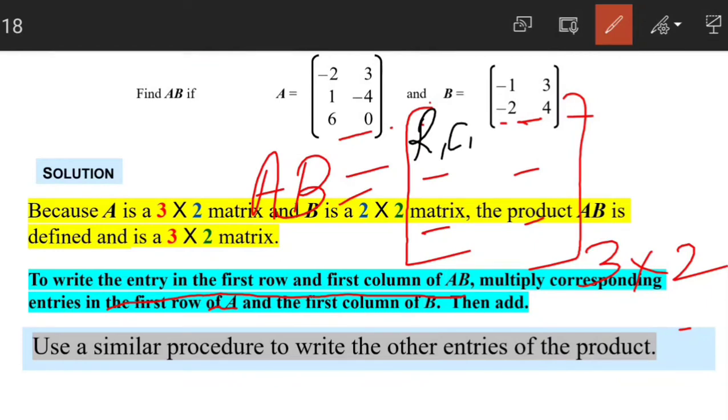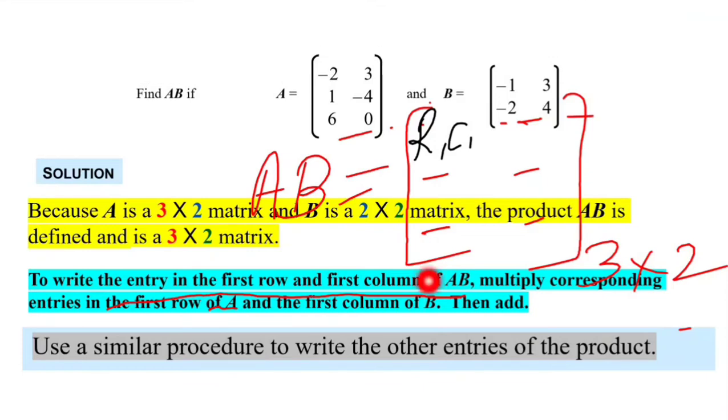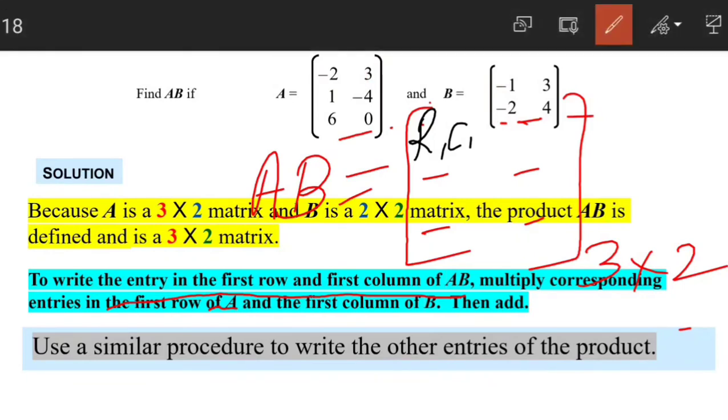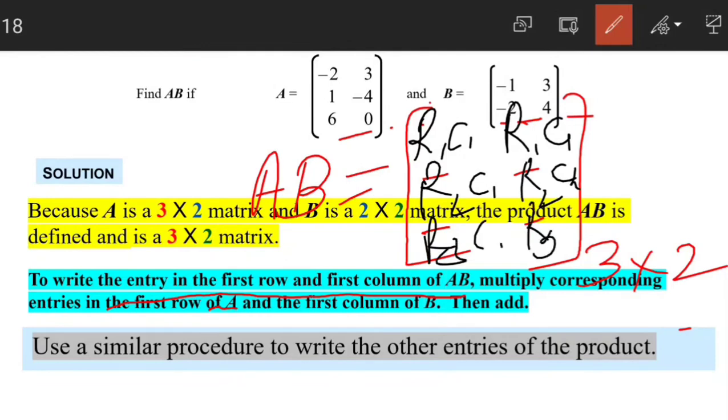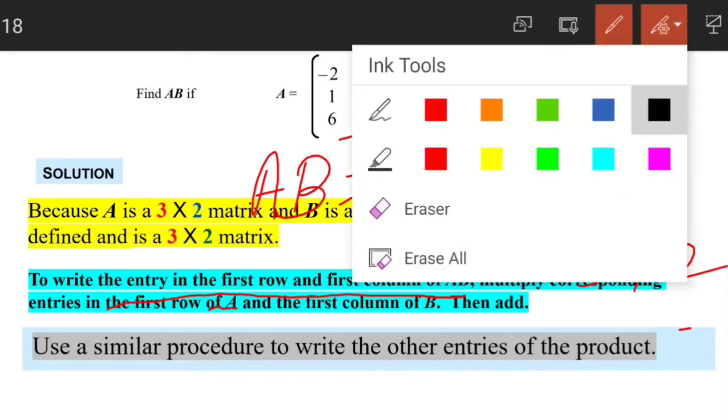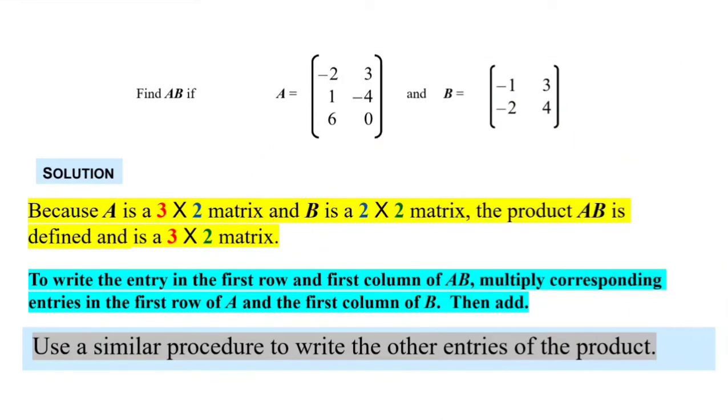First element of AB is nothing but the first row of A into the first column of B. Means row by column, row into column. What is the second element of product AB? R1C2. Then R2C1, R2C2, R3C1 and R3C2. That's it. Use a similar process for the other elements also. We'll see it step by step.